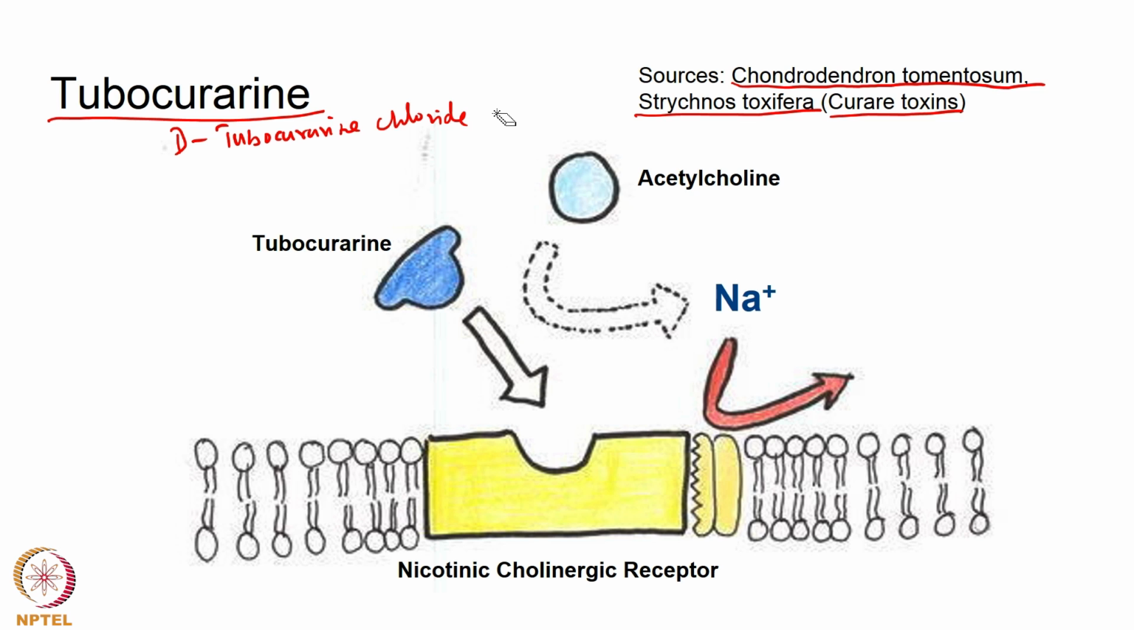What this does is compete with acetylcholine for space in the nicotinic cholinergic receptor. Basically, it blocks the nicotinic cholinergic receptor from accepting any more acetylcholine. So, when an acetylcholine molecule reaches this point, it cannot attach because tubocurarine has already attached. Because of this, acetylcholine will remain in the synaptic cleft.